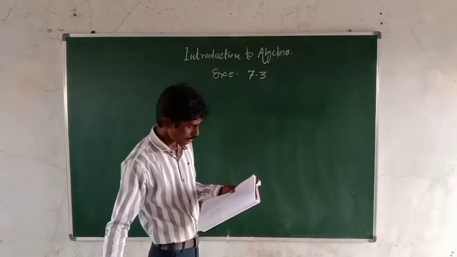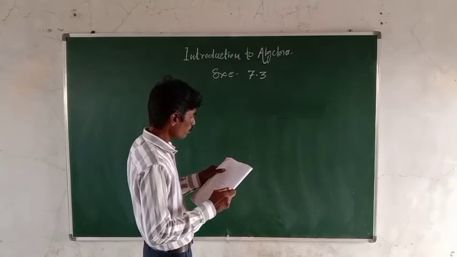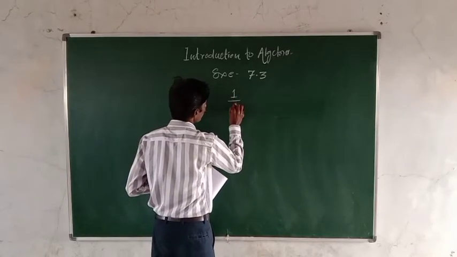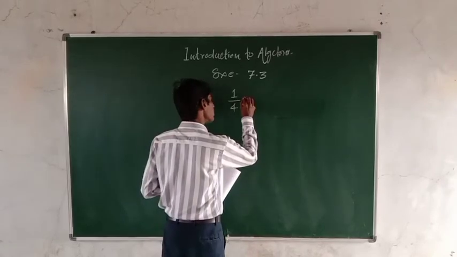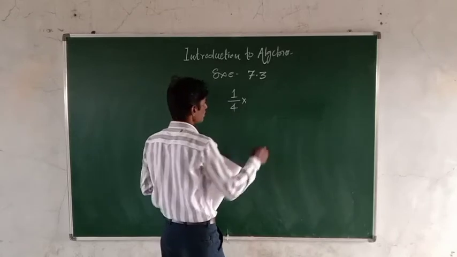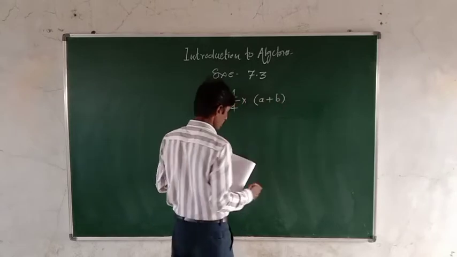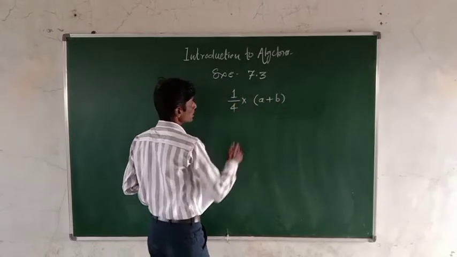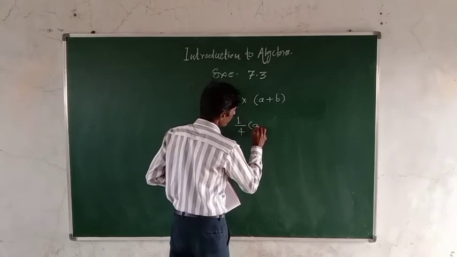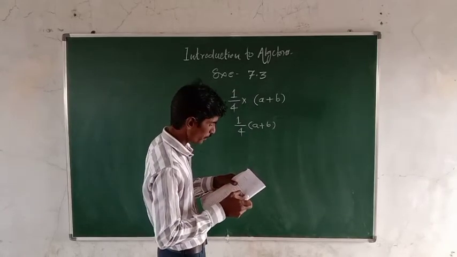Then second, 1 by 4 of sum of a and b. 1 by 4 of means into sum of a and b. There is no need to write the multiplication sign here. So 1 by 4 (a plus b). So answer number 5.